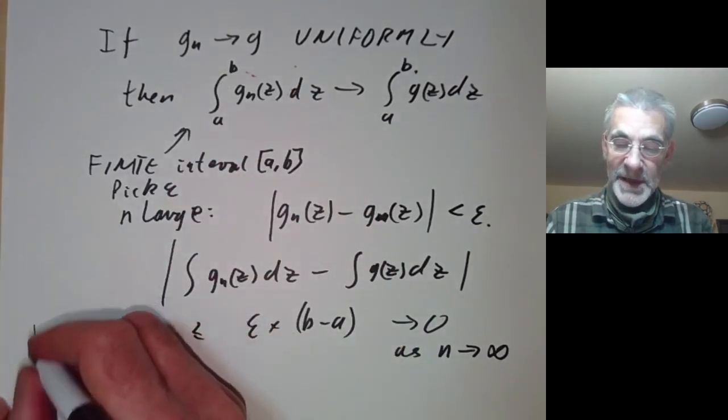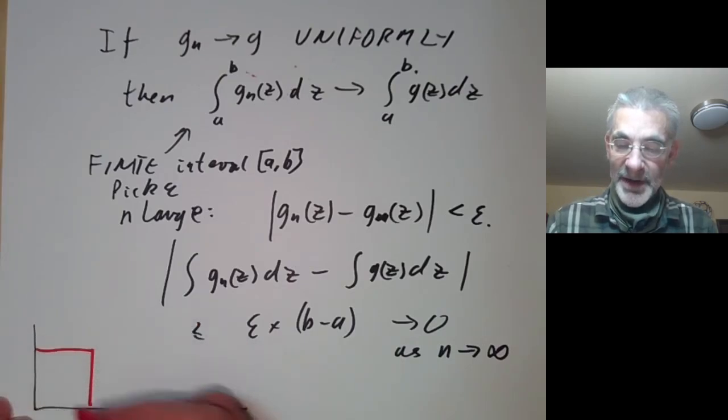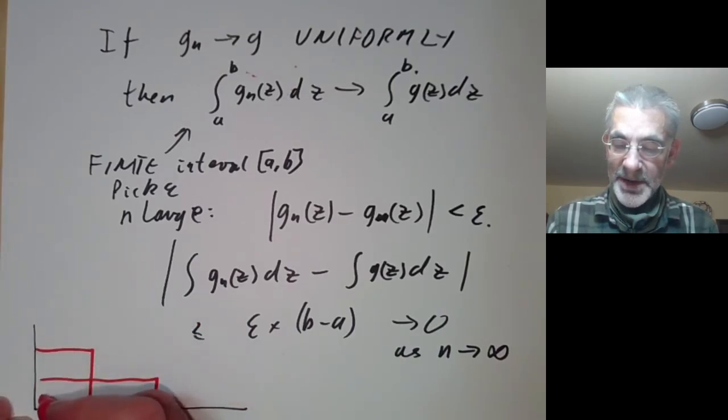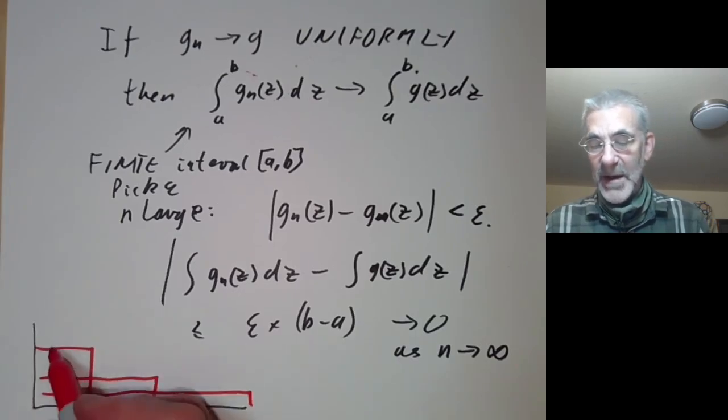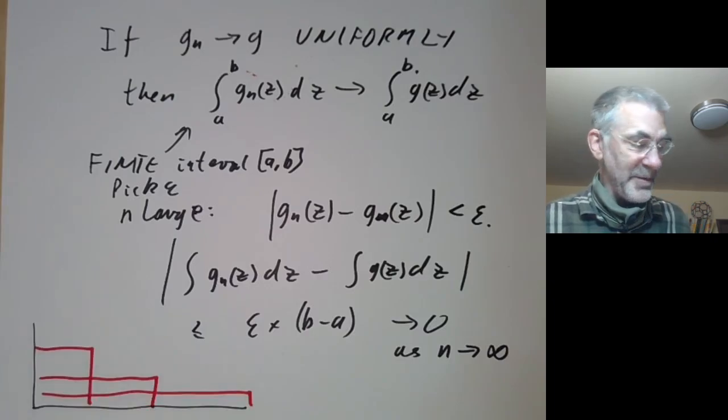For instance, we can have a sequence of functions that look like this. You might take the first function to look like that, the second might look like that, the third might look like that, and they tend to 0 uniformly, but their integrals don't tend to 0.